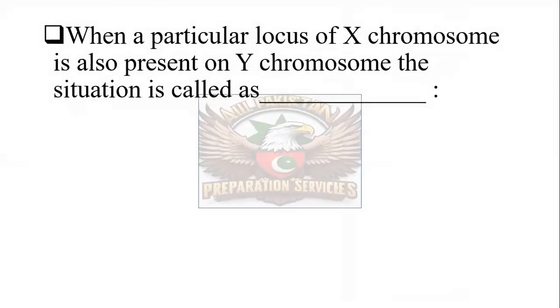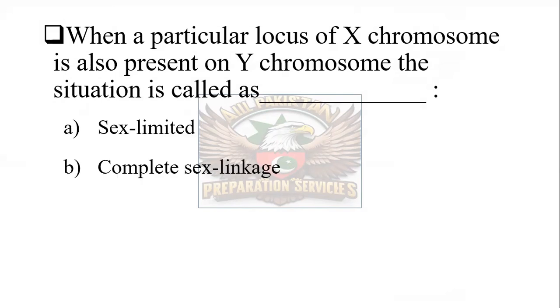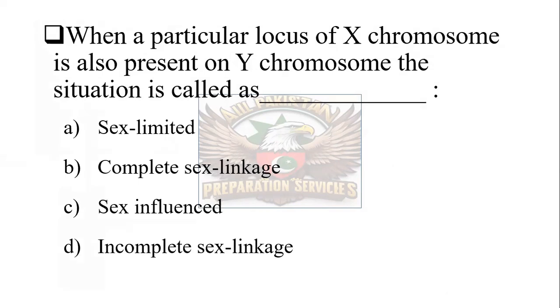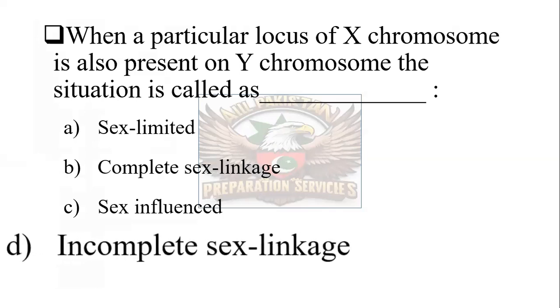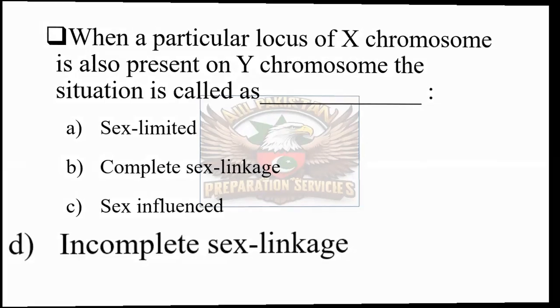Our next question is: when a particular locus of X chromosome is also present on Y chromosome, the situation is called as sex-limited, complete sex linkage, sex influence, or incomplete sex linkage. The correct one is incomplete sex linkage. When a particular locus of X chromosome is present on Y chromosome, the situation is called incomplete sex linkage.